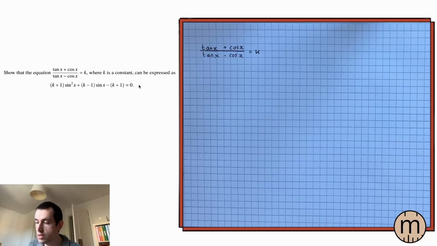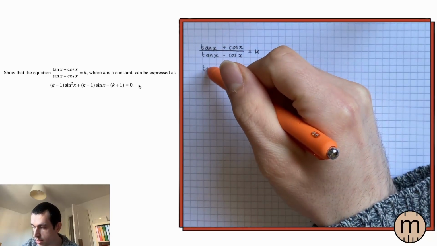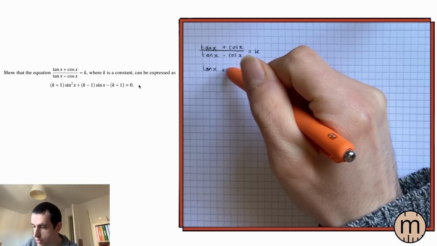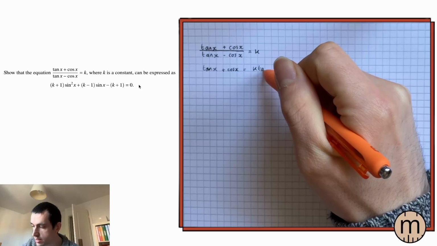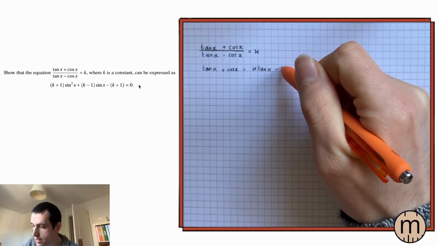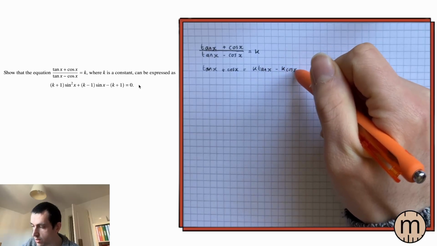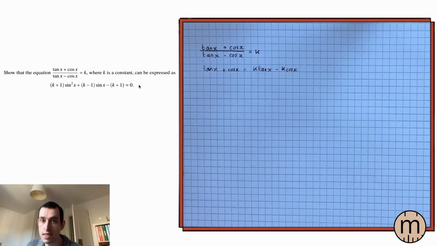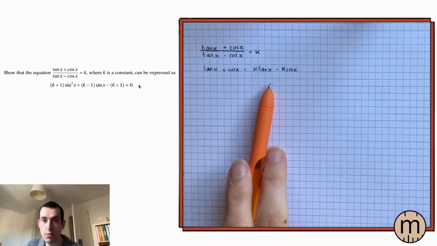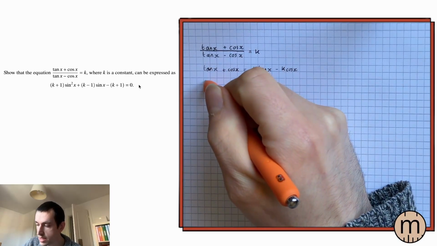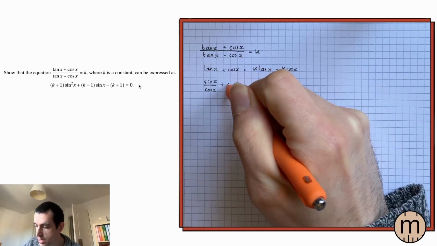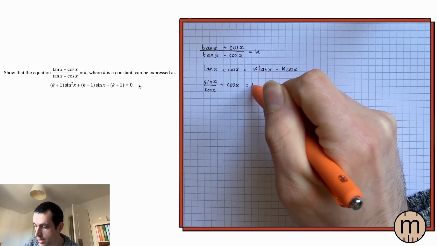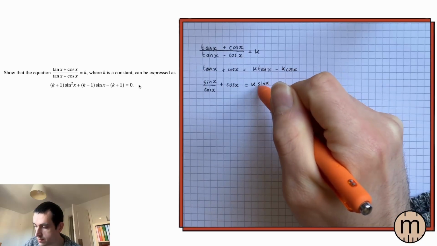I think what I'm going to do is times up by the denominator. If I do that, I'm going to get tan of x plus cos of x is equal to k tan of x minus k cos of x. The answer only has sines in, so we're going to need to get rid of these tans some way. Let's turn them into sine over cos. So sine over cos here, and then sine over cos here.